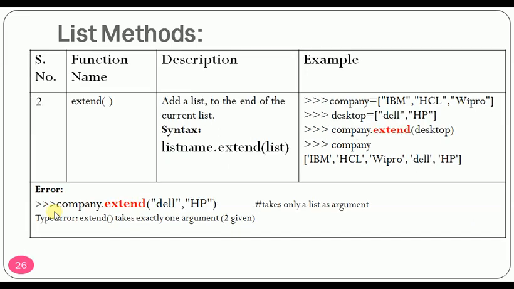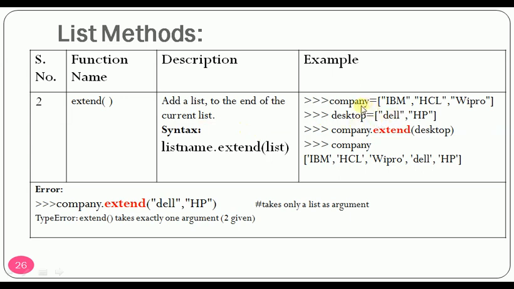Now let's see the next method, that is extend. If you want to add more than one element, you can make it as a list and use this extend method to add that to the end of the list. You can add a list to the end of the existing list.